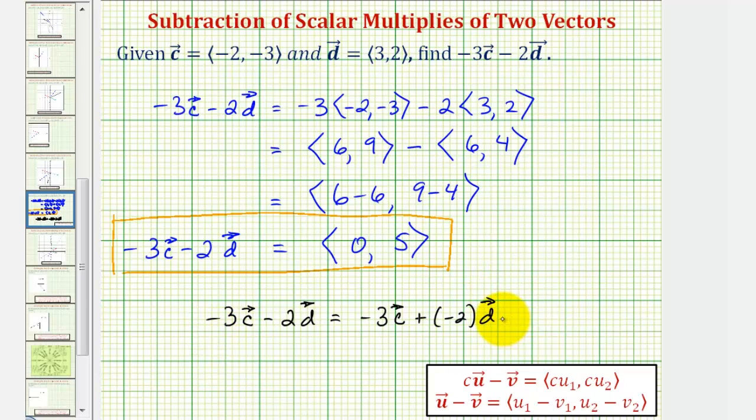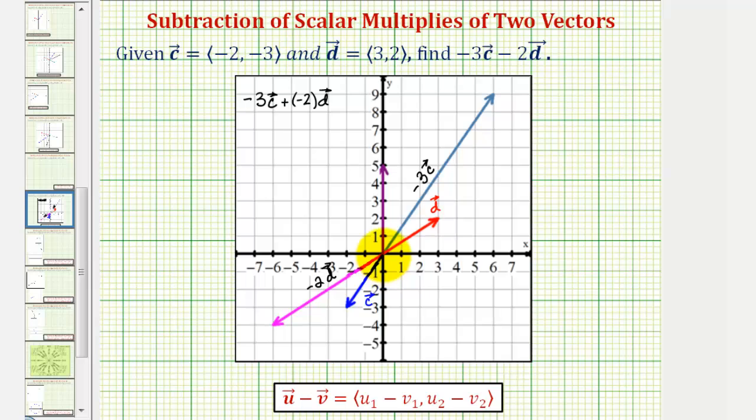So let's take a look at this on the coordinate plane. Looking at the graph of vector c graphed here in blue, negative 3 times vector c would be this vector here in the opposite direction, but 3 times as long, or having 3 times the magnitude. And given vector d here, negative 2 times vector d is the vector in the opposite direction with twice the length or twice the magnitude graphed here. And now that we know that negative 3 times vector c minus 2 times vector d is equivalent to negative 3 times vector c plus negative 2 times vector d, we want to find the sum of these two vectors.